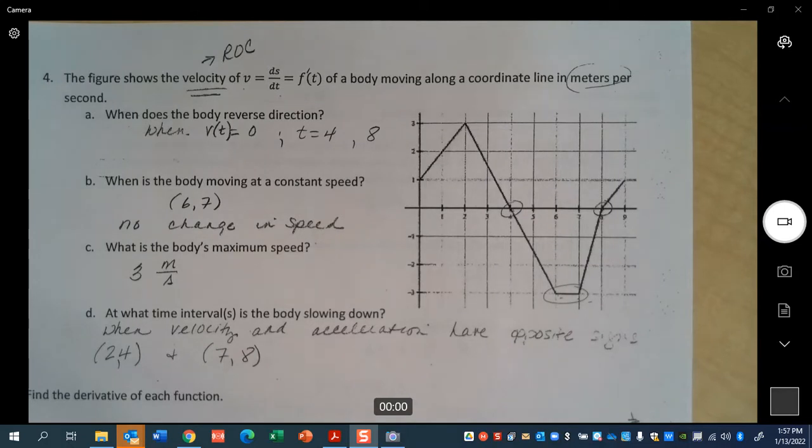So anytime I have a positive slope and a negative velocity, I'm slowing down. Anytime I have a positive slope and a positive velocity, I'm speeding up. So I'm speeding up, I'm slowing down, I'm speeding up, I'm not changing my speed, I'm slowing down, I'm speeding up.